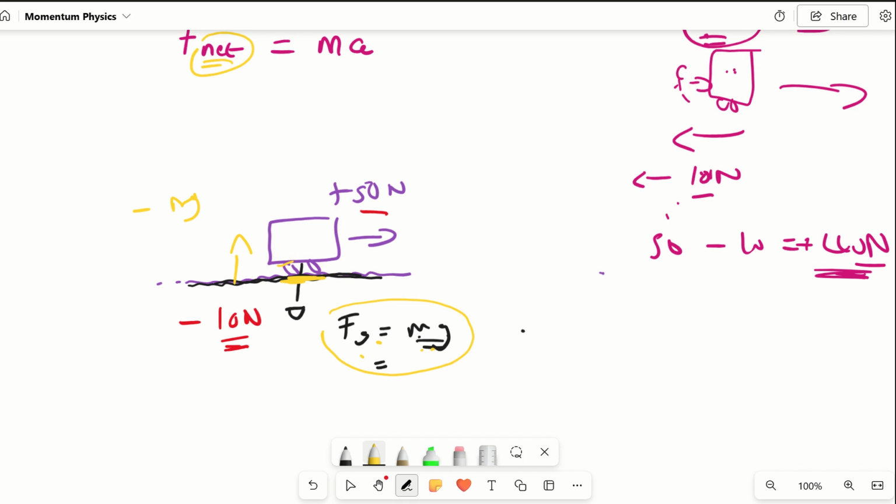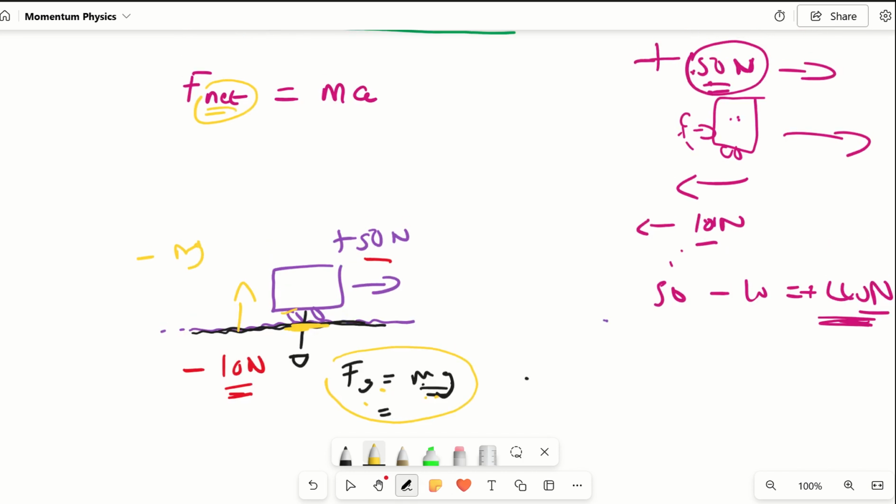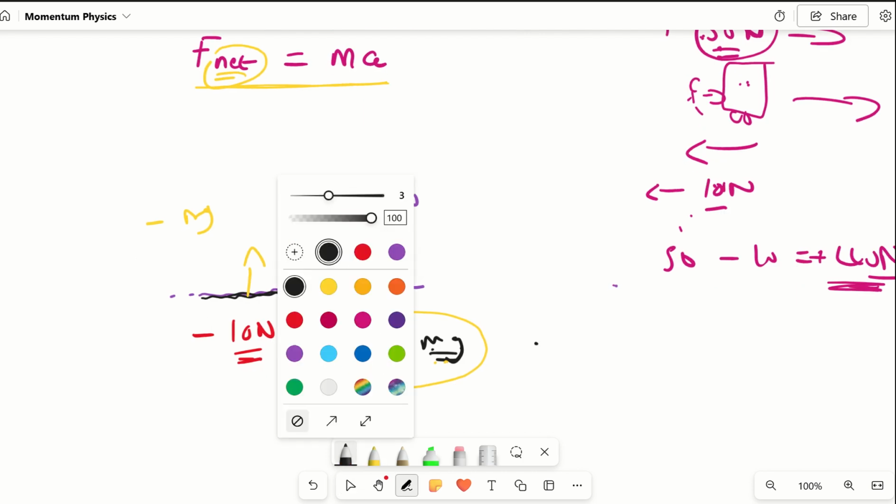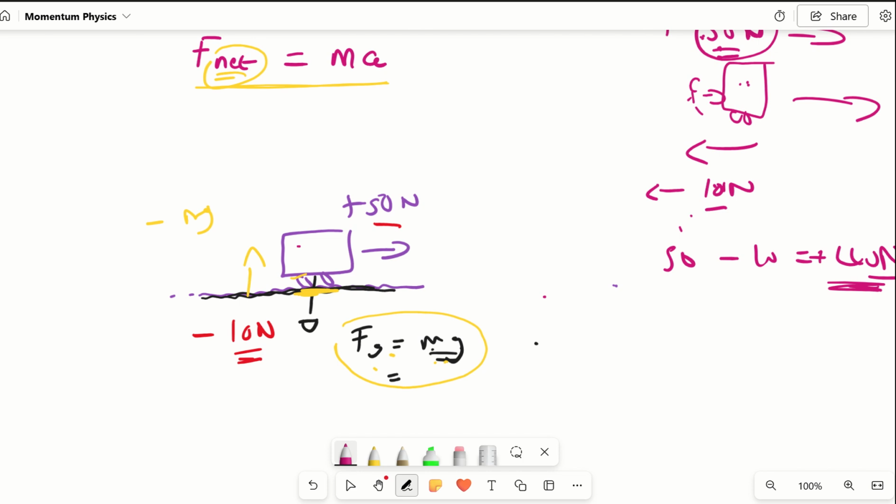Now, if you are ever asked to find, or rather to use this formula F net, you need to take into account all of the forces that are acting on the object. So a practical example, let's just say this thing weighed 2 kgs, okay?